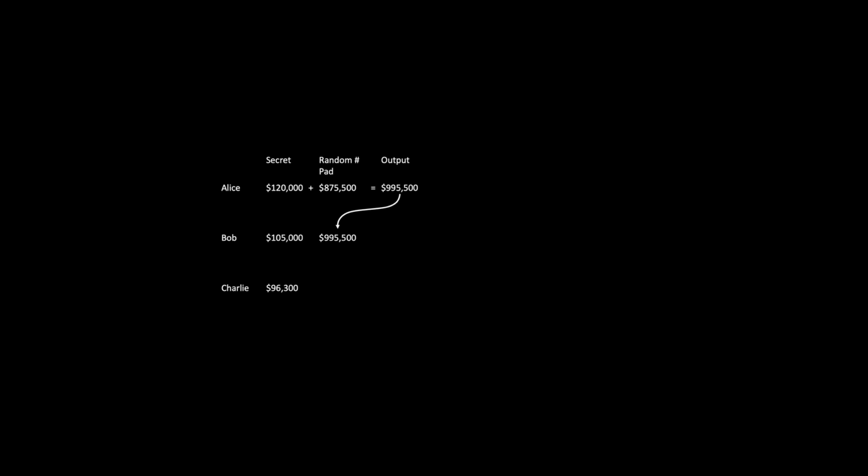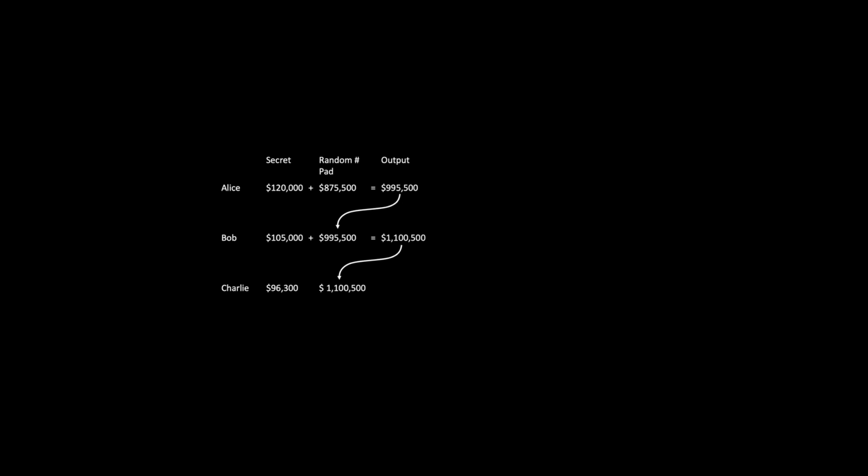Now, Bob can't really conclude anything from this number because he doesn't know what positive or negative random value Alice used. And so Bob then adds his salary of $105,000 to that to come up with a combined output of $1,100,500. And he shares that output with Charlie.